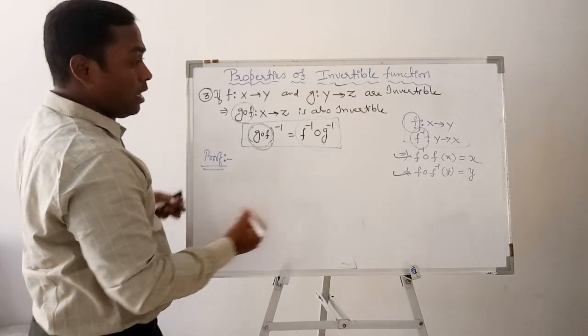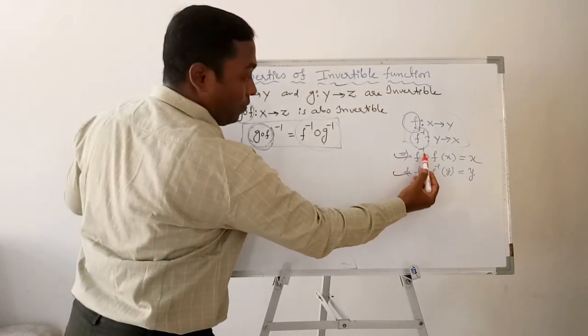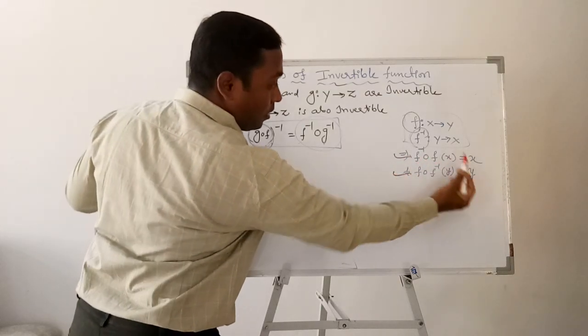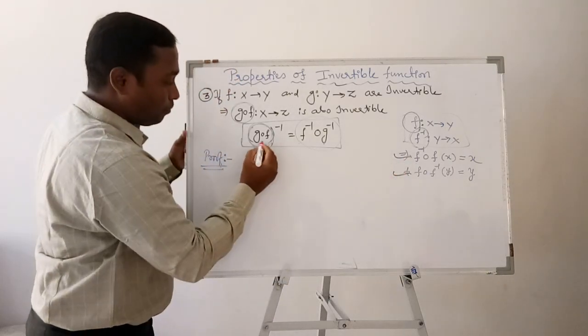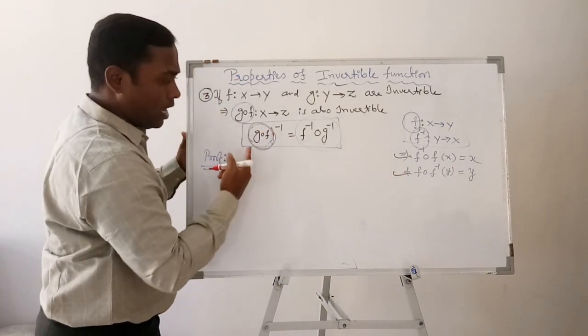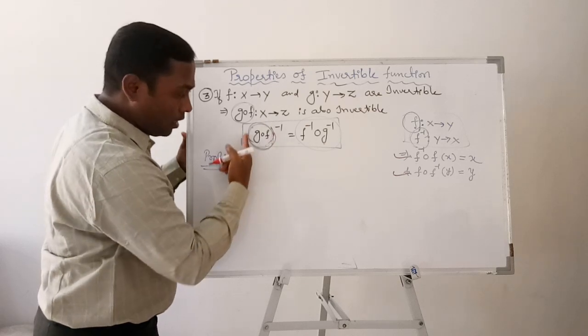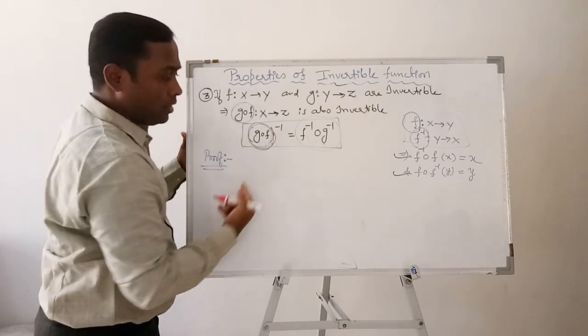Okay, for that I am taking this statement, f inverse circle f of x is equal to x. And what is the inverse here? See, let us consider g circle f as a function whose inverse is this.